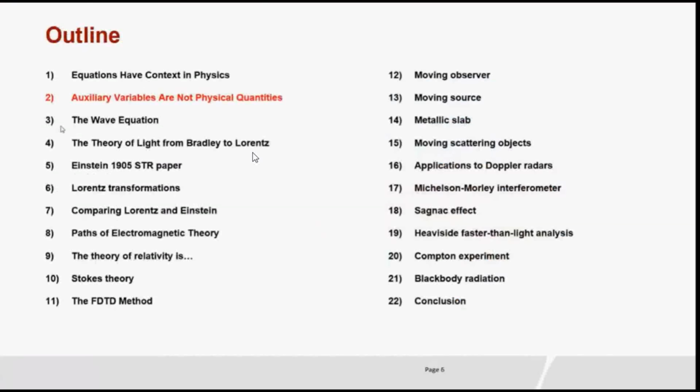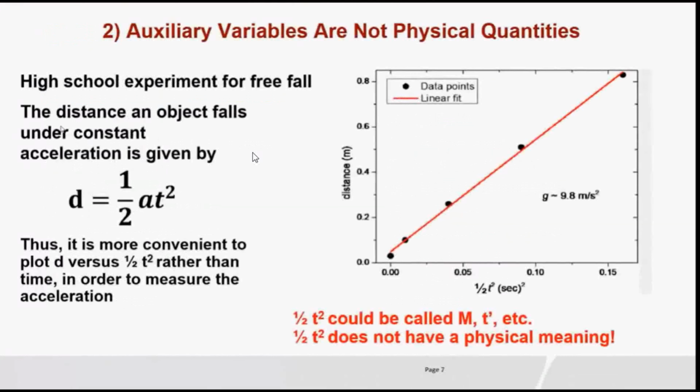So let's go now to what we call auxiliary variables. So auxiliary variables are not physical quantities. Everybody knows about this experiment that we do in high school about free fall. So we know that the distance an object falls under a constant acceleration is given by this equation. So d is a distance, a is acceleration, and t is time. But when we record the data, it is more convenient to record the distance versus this parameter, half of t squared. Why? Because then we can see the slope, and the slope will give us the acceleration, and actually the gravitational constant g.